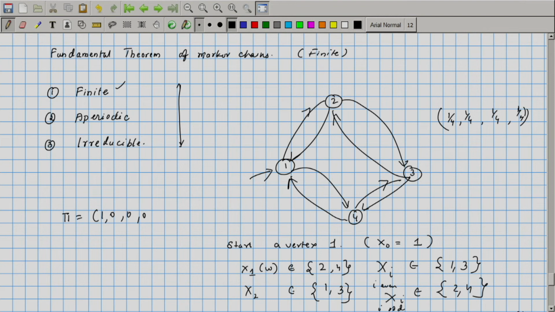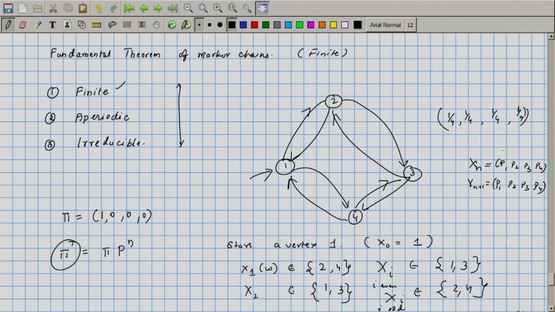1 0 0 0, you cannot keep on simulating this Markov chain and reach a configuration pi bar such that this will be close to the steady state distribution. Because steady state distribution means the probabilities should not change. Suppose xn has this distribution p1, p2, p3, p4, then xn plus 1 also should have p1, p2, p3, p4.